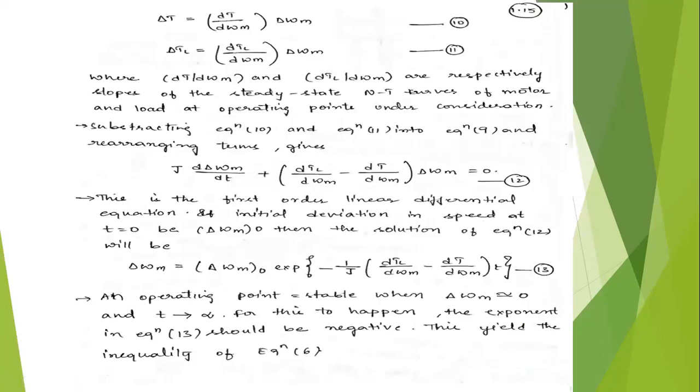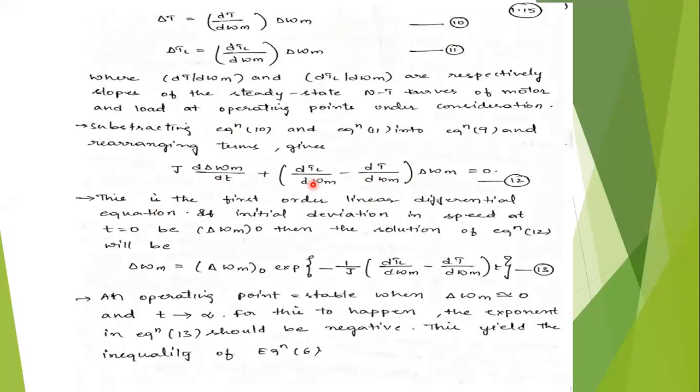In previous classes, we have seen that if you subtract equations 10 and 11 from equation 9 by rearranging the terms, we get the dynamic torque: J d(Δωm)/dt plus the change in motor torque and load torque, that is (dTL/dωm − dT/dωm) Δωm = 0. This is a first order linear differential equation.